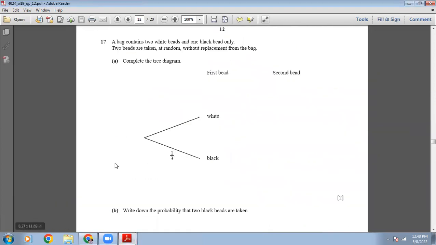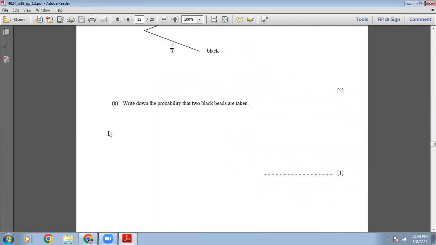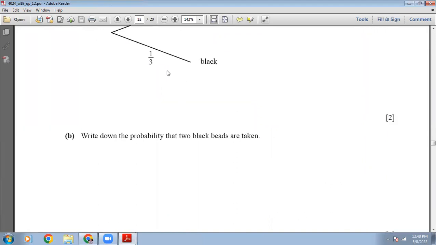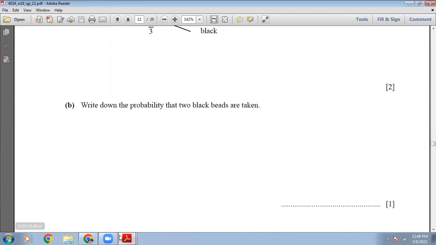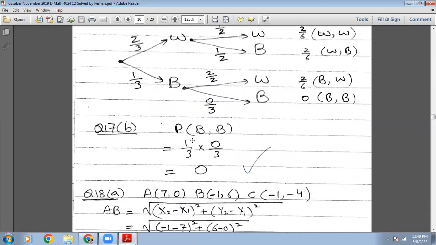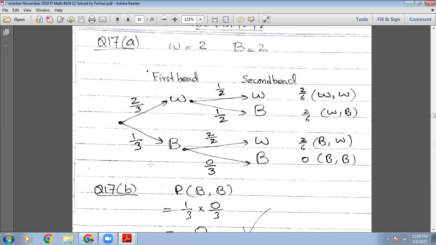Let me go first to the question paper. He says, write down the probability that the 2 black beads are taken out. The probability that the 2 black beads are taken out. So it will be 1 by 3 multiply 0 by 2. Mark this mistake. This is 2. So it will be 0. The answer will be 0.